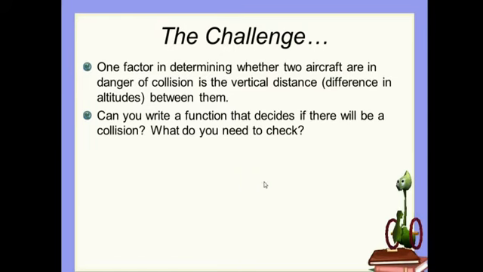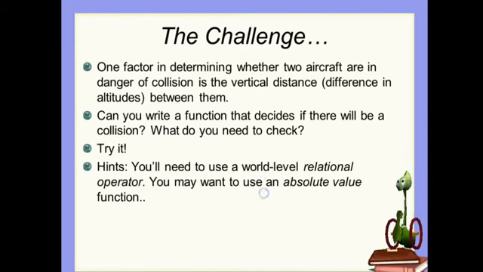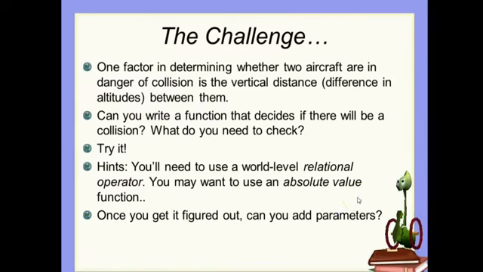So can you write a function that decides if there will be a collision? What do you need to check? I'd like you to try it. Here are some hints first. You're going to want to use a world level relational operator. So you go on world and function, I think, and check it out there. You might even want to use an absolute value function. And then, if you really want to get snazzy, once you figure it out, can you add parameters?